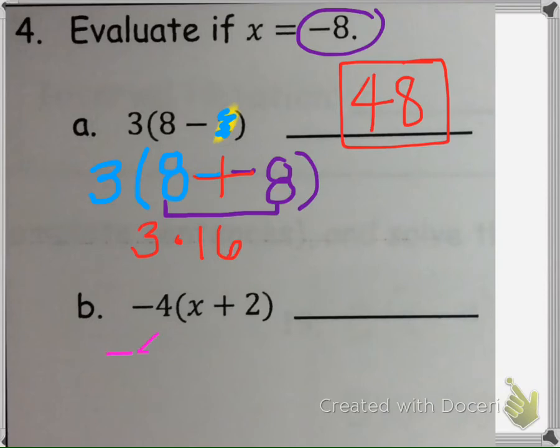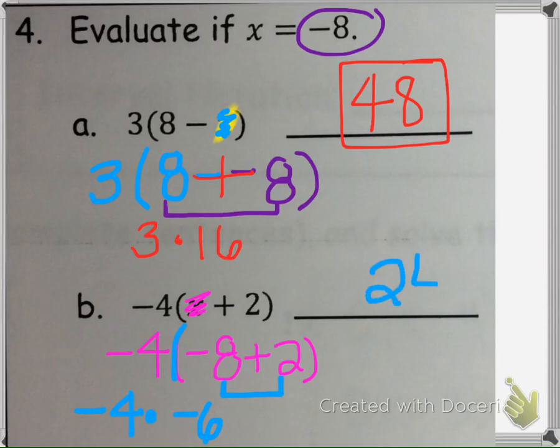Okay, so we're going to do the same thing down here. We're going to get rid of this x and plug in the negative 8. So now order of operations, we do the grouping first. So negative 8 plus 2 is negative 6. And this number is right next to the parenthesis, so we know it means multiply. So negative 4 times negative 6 is positive 24.